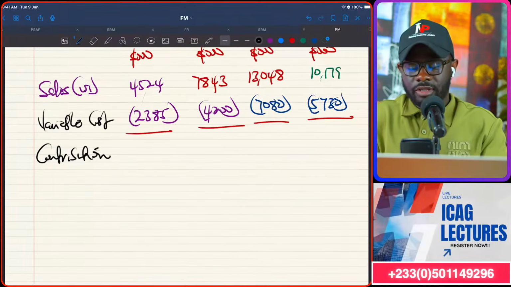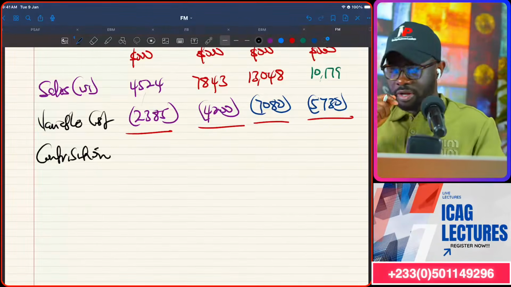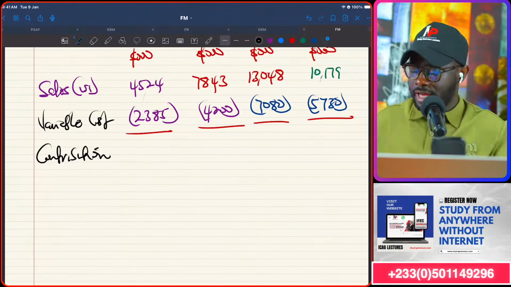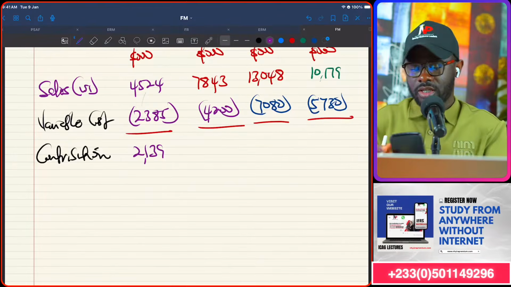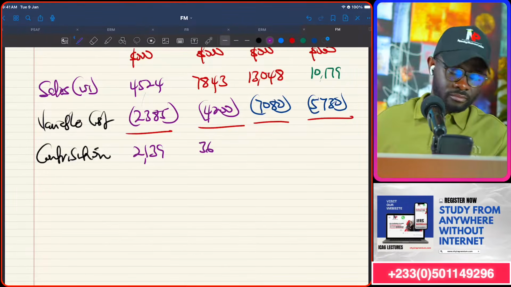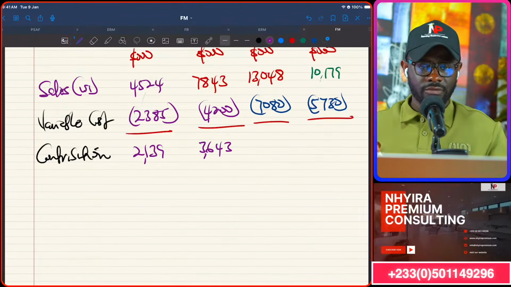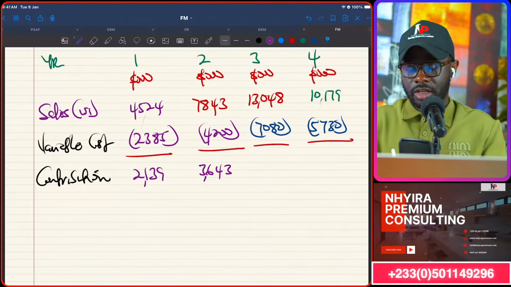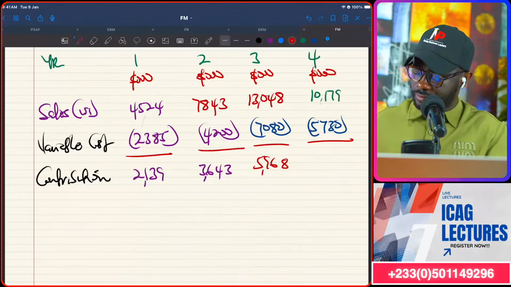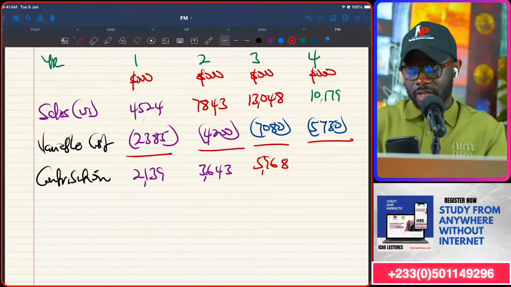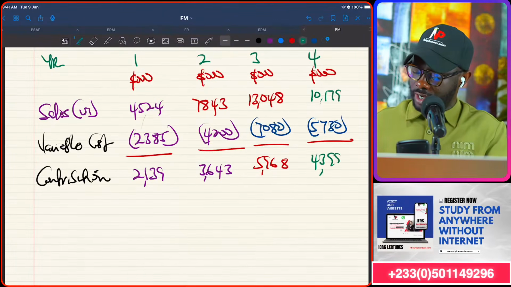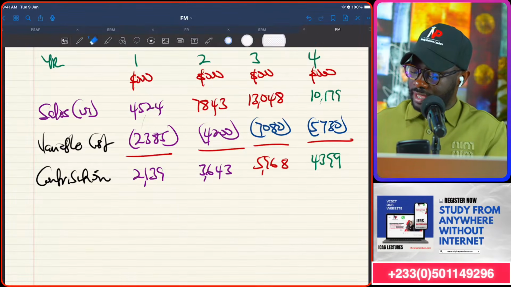So what do we have respectively? Let me refresh my calculator. 4524 minus 2385, and that is 2139. Then 7843 minus 4200, 3643. Then 13,048 minus 7080, 5968. Then 10179 minus 5780, and that is 4399. All right, 4399. That is the idea there.